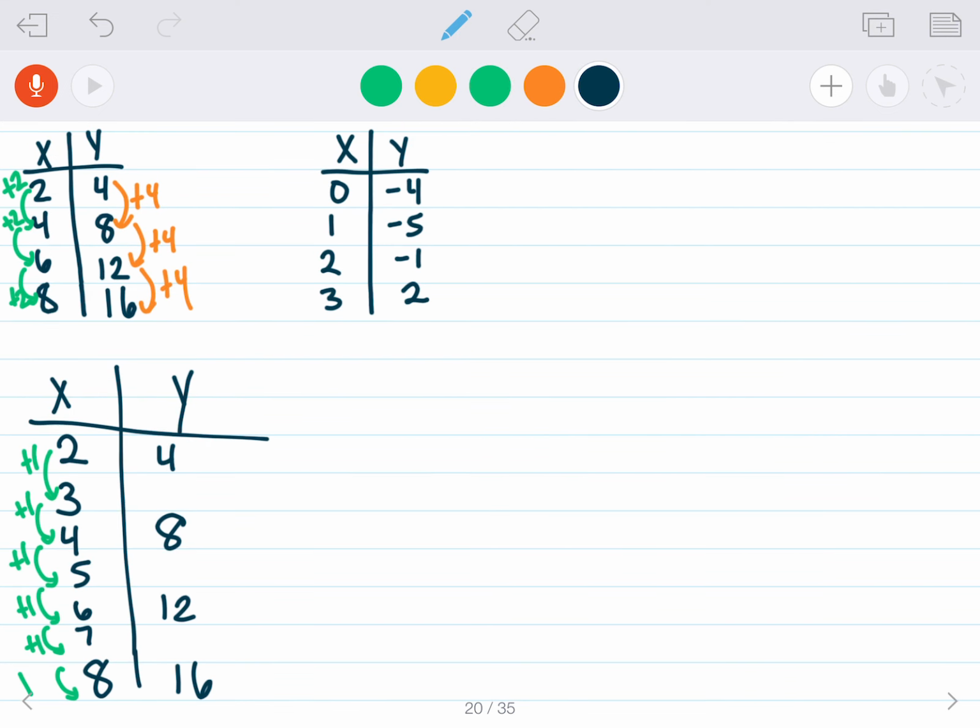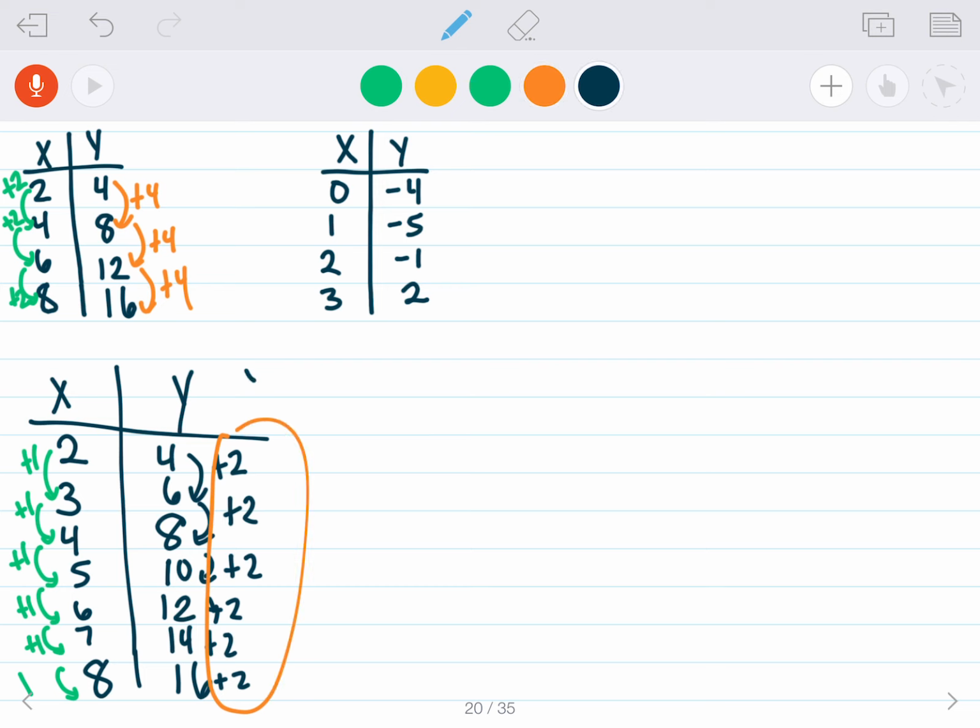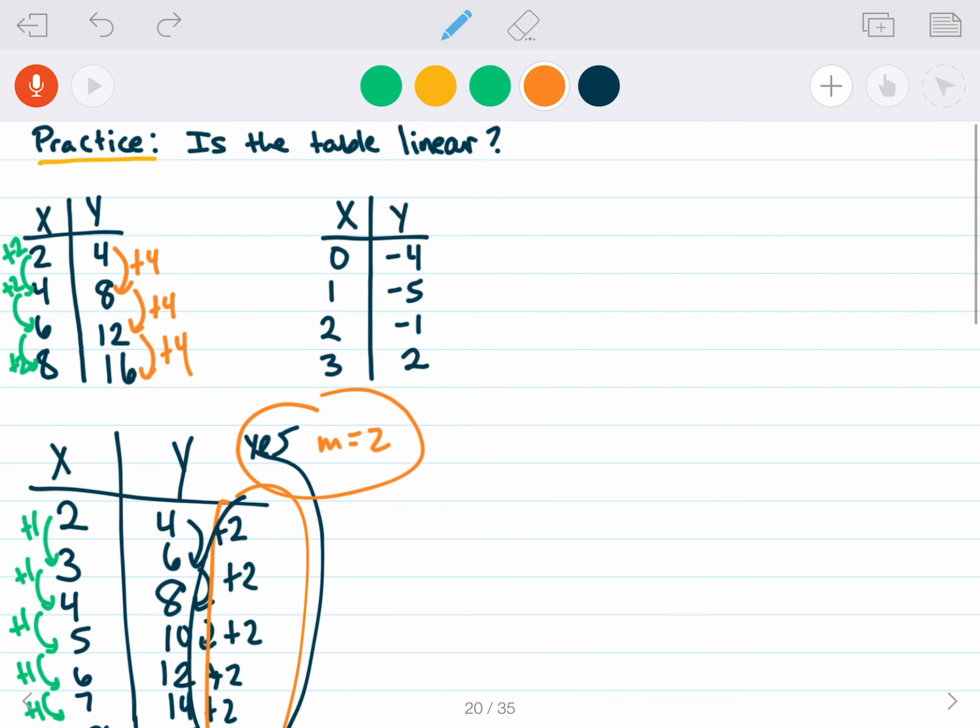But what's the pattern? Well, the pattern is +2, right? To get from 4 to the next one, we could add 2 to get 6. From 6 to 8, we would add 2. From 8 to 10, we would add 2. 10 to 12, +2. And then 14 would be here. So the slope is actually 2. Yes, this is linear because as we're increasing by 1 in the x direction, we're increasing by 2 in the y direction. So slope is equal to 2. Okay, so you always want to make sure these x's go up by 1 before you make a conclusion about the slope. Okay, let's look at the next table.